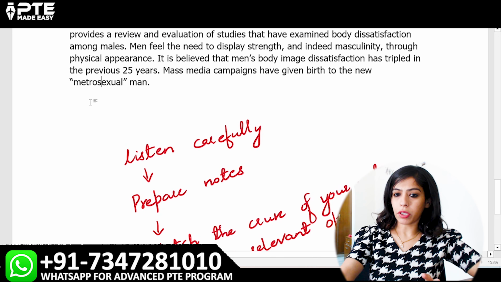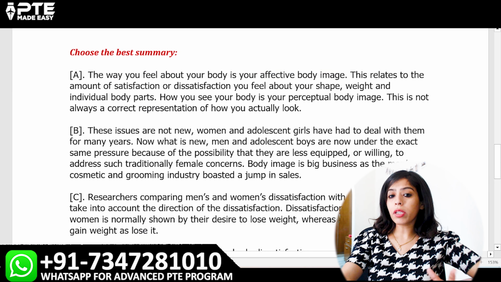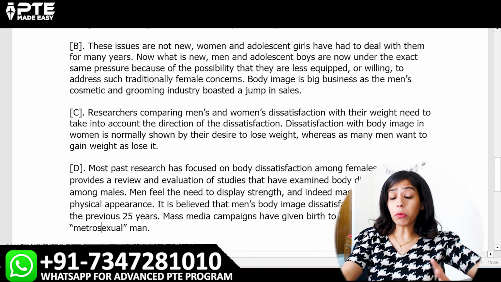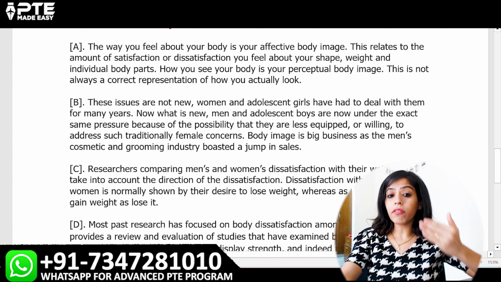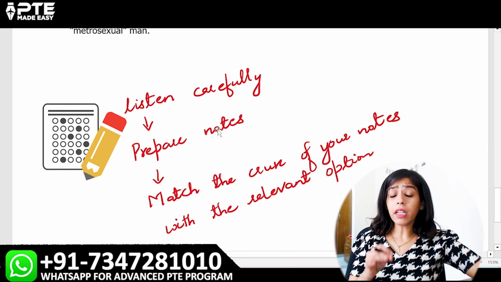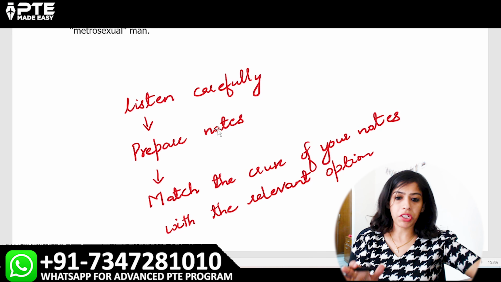Let's look at the question first. So here you'll get a question like this. Choose the best summary. Okay. And you'll get four options. You need to go through these four options and you need to see which option matches the crux of your notes. So preparing notes is the most important thing for this particular question type.